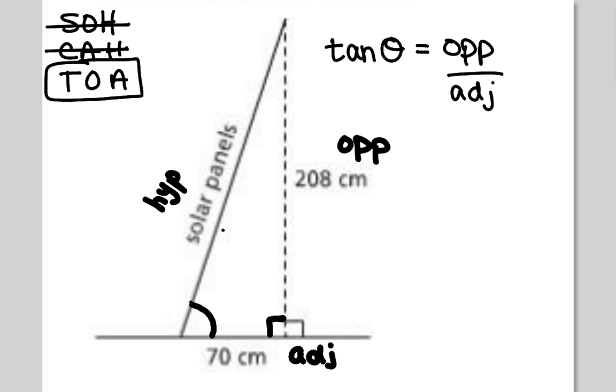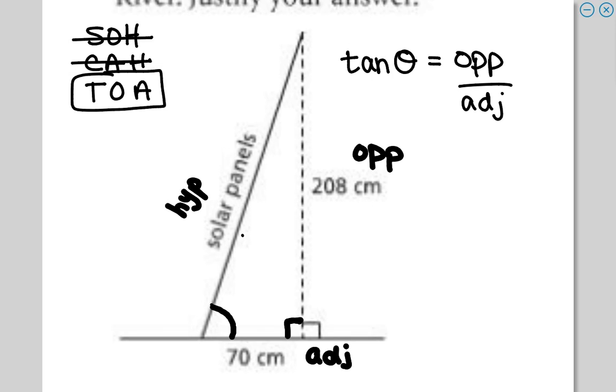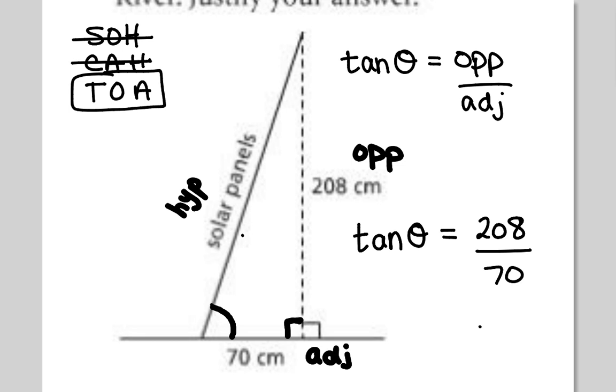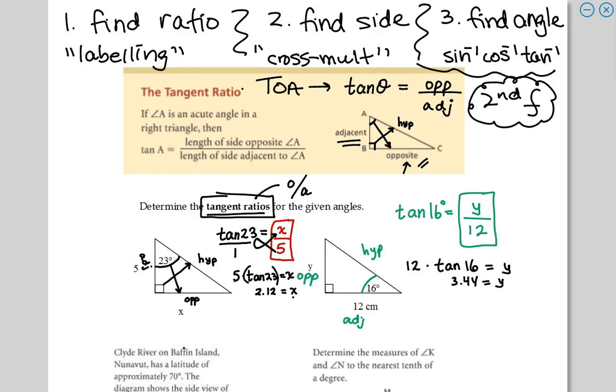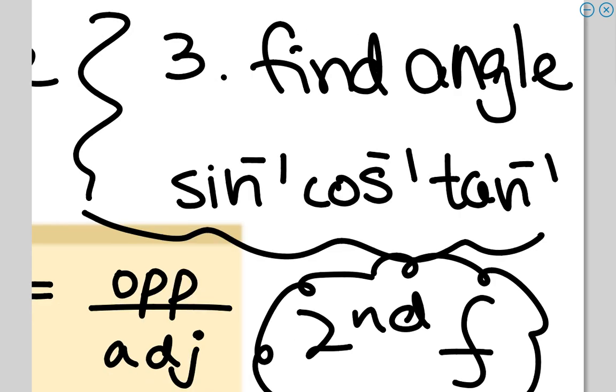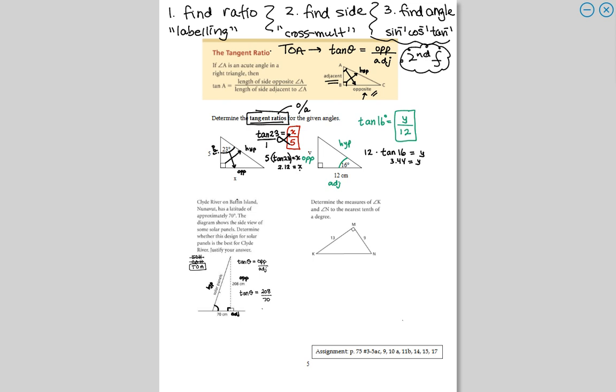So, right now, could I fill anything in there? Yeah. Tan theta is equal to 208 divided by 70. What don't I know? The angle. To find the angle, you got to use these buttons. And I'll just show you why.